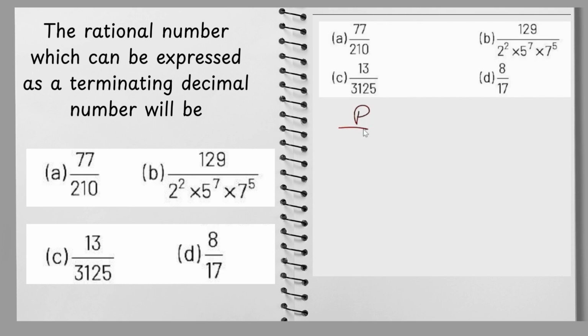So what we should know is that for a number in the form of P by Q, where P and Q are co-prime integers, and Q is not equal to 0, if the prime factorization of Q is in the form of 2 raised to the power m into 5 raised to the power n, where m and n are non-negative integers, then it has a terminating decimal expansion, else it is non-terminating.